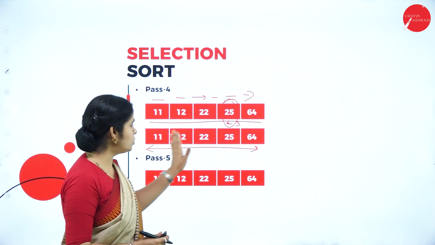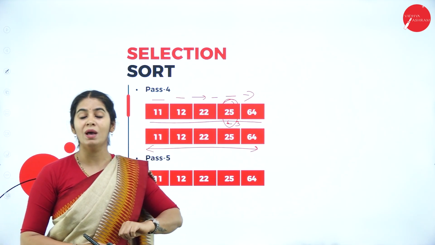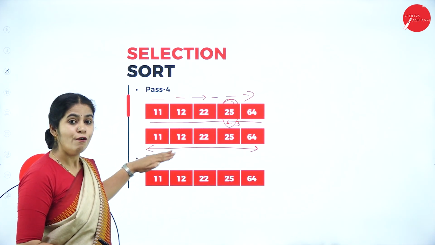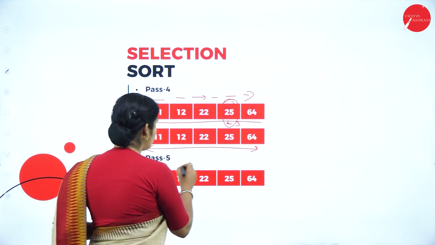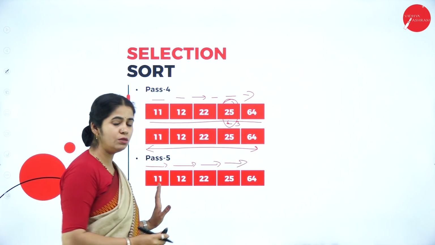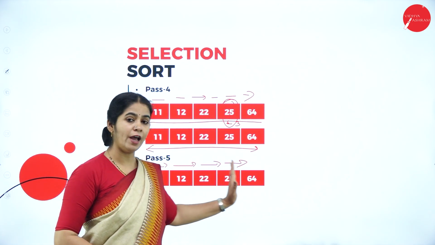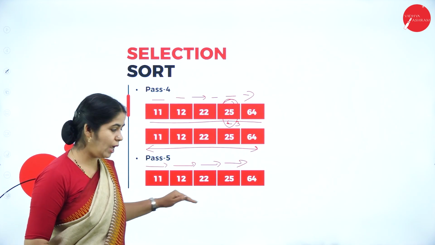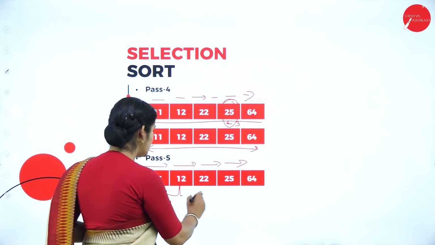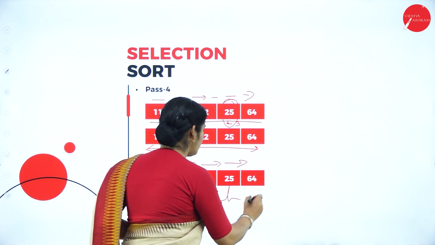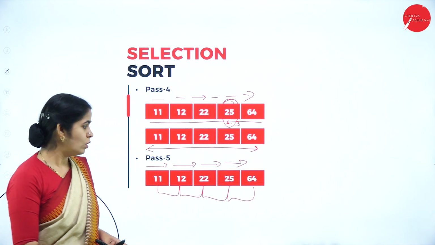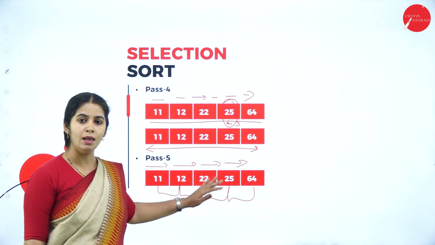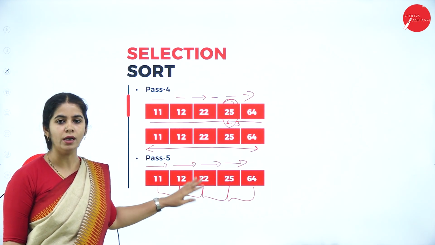Okay. We have traversed so far only 4 elements. What is my n value? N value is 5 elements. So we have to go for one more pass. That is the 5th pass. Again we have to traverse the complete array. Once we have traversed the complete array, we are not finding any minimum element because all the elements are sorted, right? So 11 is less than 12, 12 is less than 22, 22 is less than 25, 25 is less than 64. So it is already sorted. After the 5th pass, it will say that the elements of the array are in sorted order.